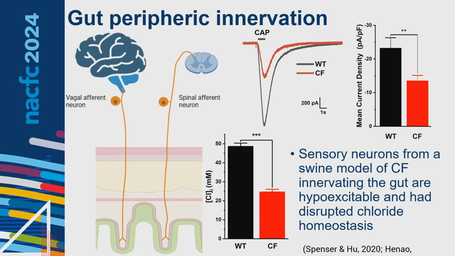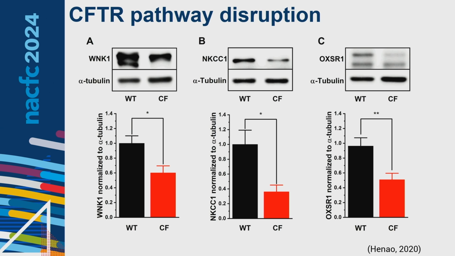This is because preliminary data from our lab shows that the sensory neurons in CF are disrupted in a swine model of CF. Here I can show you that the current measured in the CF neurons is lower compared with the wild type, and it's significantly different. Also, these neurons had disrupted chloride homeostasis, which is necessary for the excitability of the neuron. In addition, the chloride transporter NKCC1, along with other proteins related to the CFTR pathway, like WNK1 and OSR1, are downregulated in the CF model.